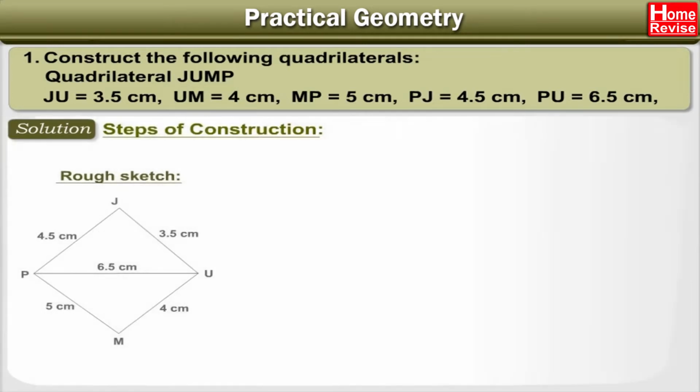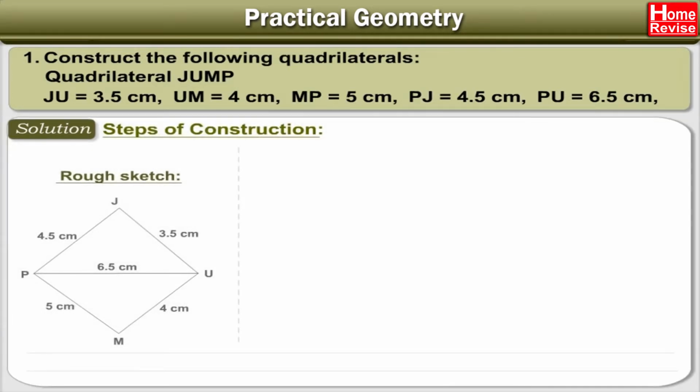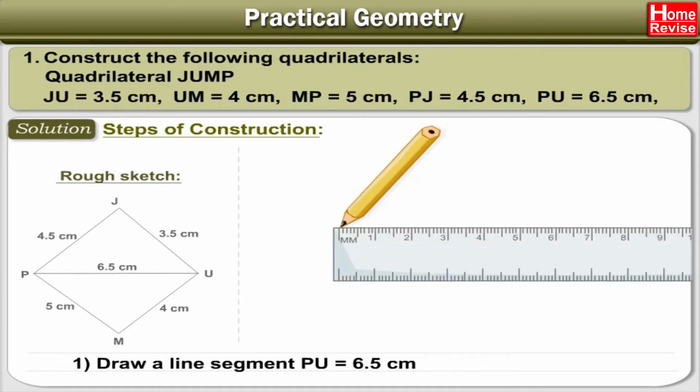Solution. Steps of construction. 1. Draw a line segment PU is equal to 6.5 cm.